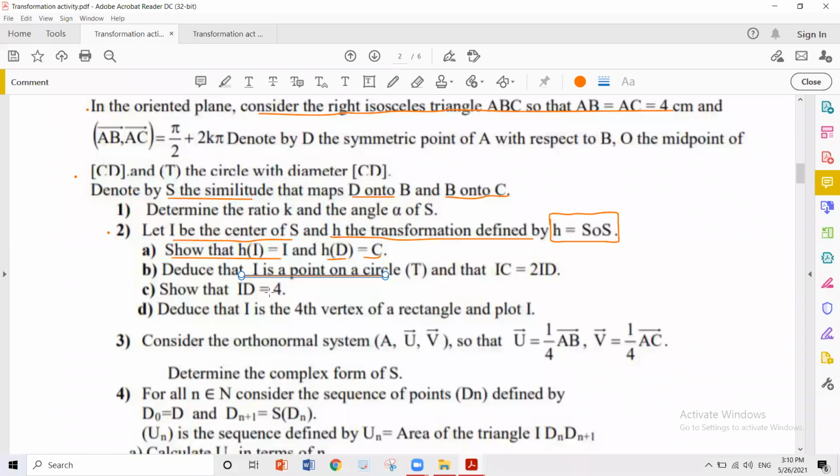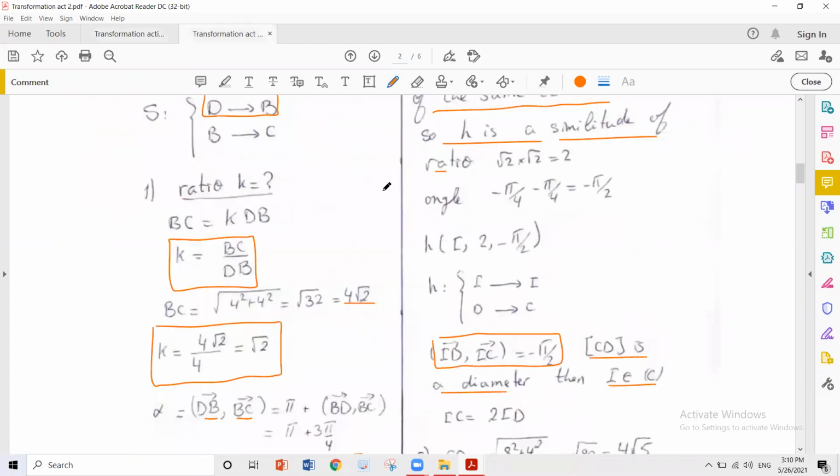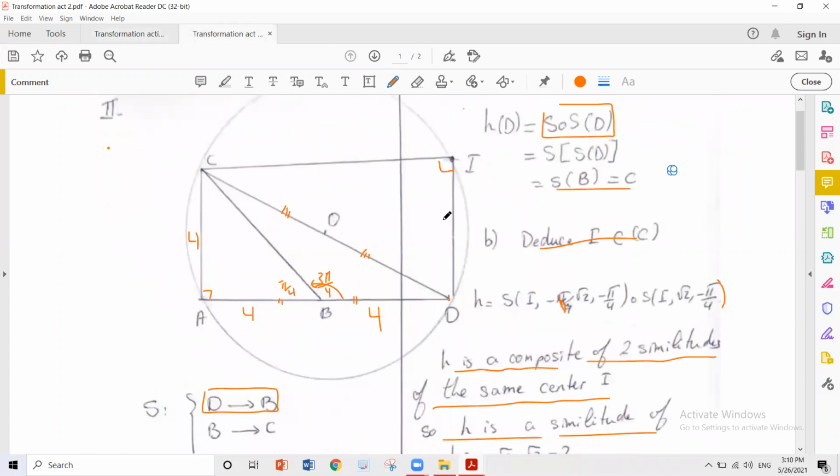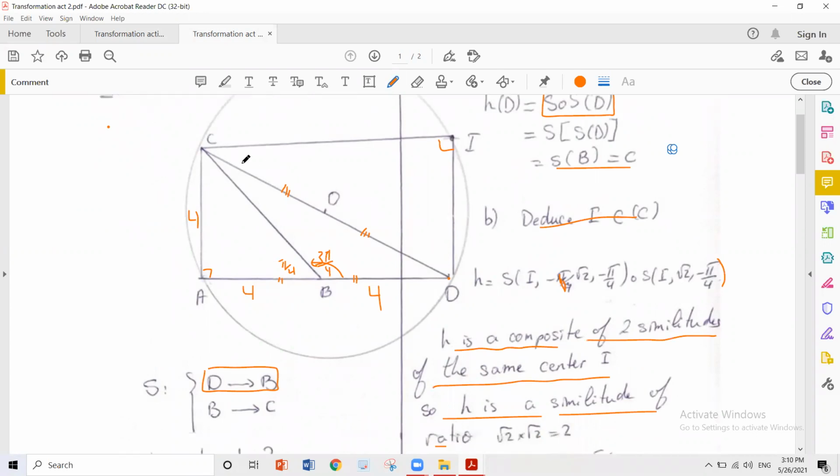Show that ID equal 4. How to show ID equal 4? Who can tell how to show that ID equal 4? So first of all, I calculate CD by Pythagoras in triangle ACD. Then I calculate ID in triangle ICD.